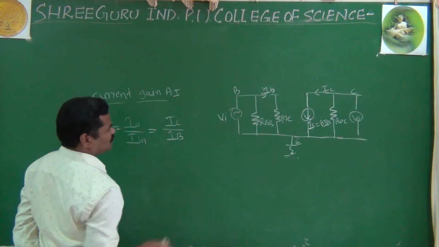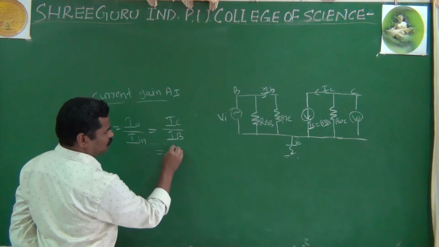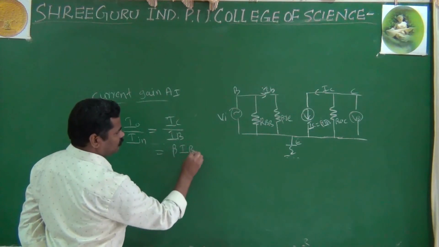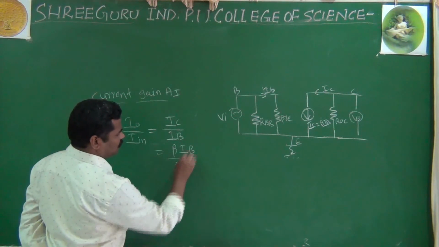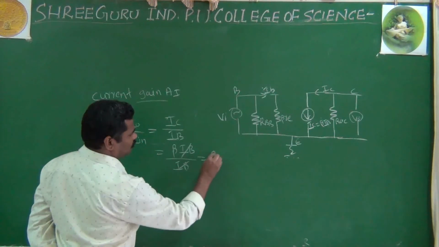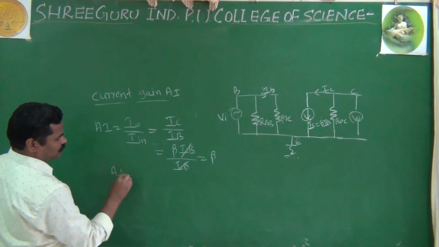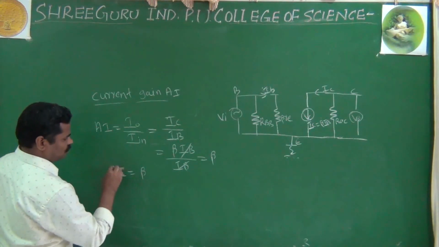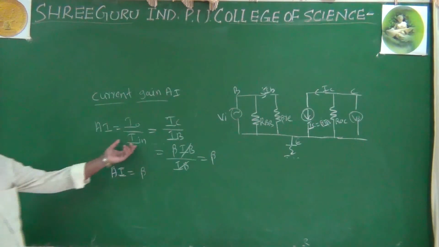We can also write this in another step. IC can be written as beta into IB. This IB cancels, and it becomes only beta. It means the current gain AI is equal to beta. It's very simple to understand current gain. Any doubts about this? No doubts, because it is very simple.